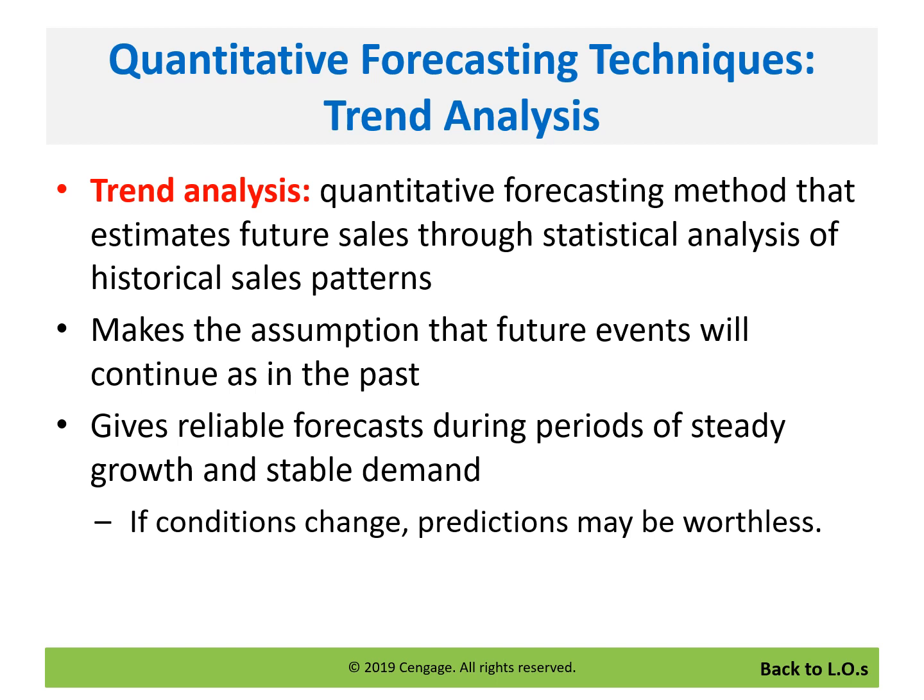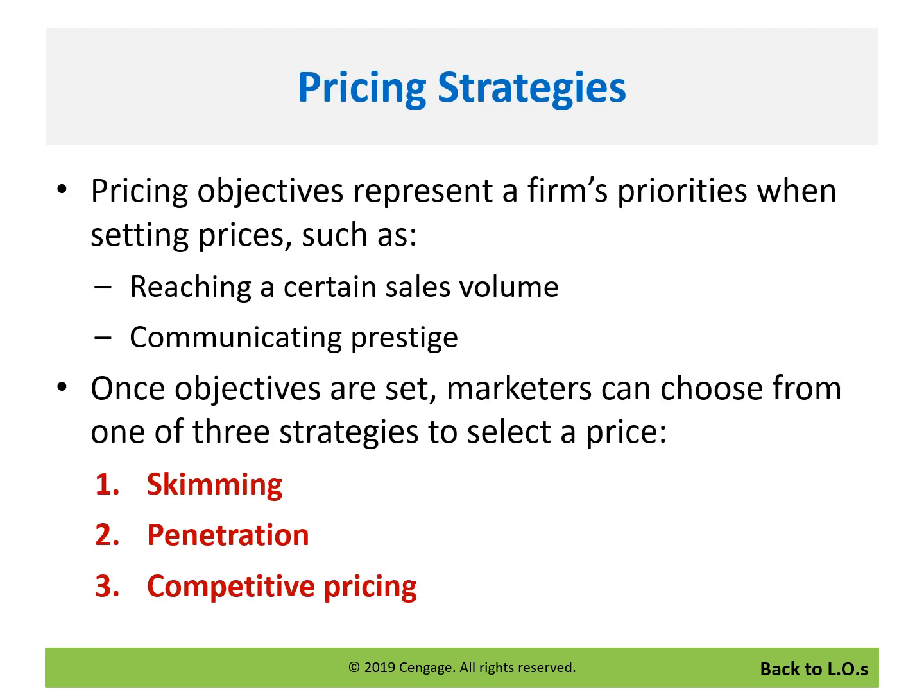This is the quantitative forecasting method that estimates future sales through statistical analysis of historical sales patterns, makes the assumption that future events will continue as in the past, gives reliable forecasts during periods of steady growth and stable demand. If conditions change, however, predictions may be worthless.